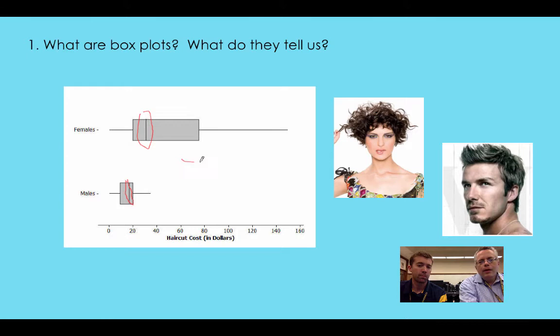The graph also breaks up the data into quarters. The lower 25% of females are right there. The next 25% of females are in the next part of the graph. The third quarter of females are in there. And then the most expensive 25% of the females are in there.